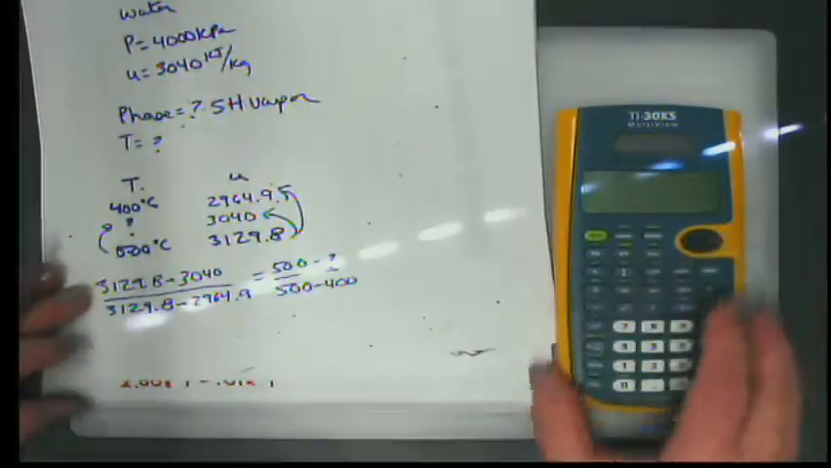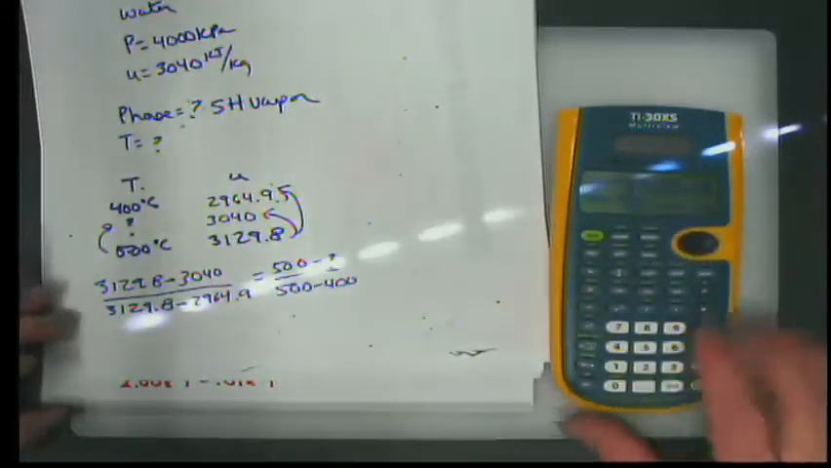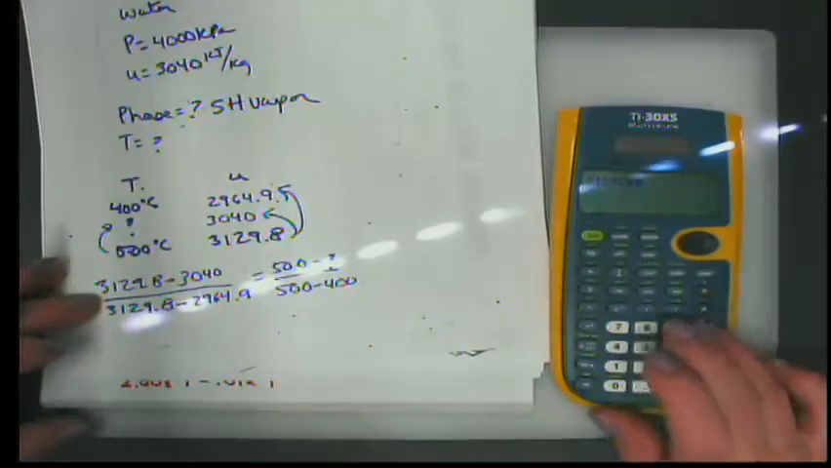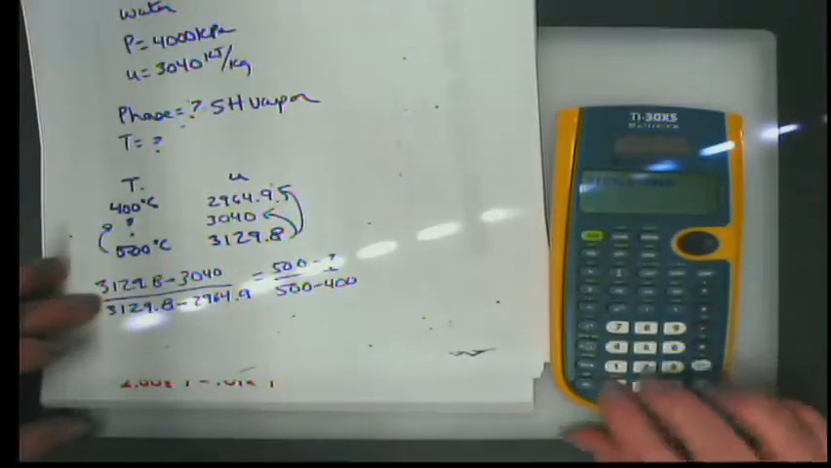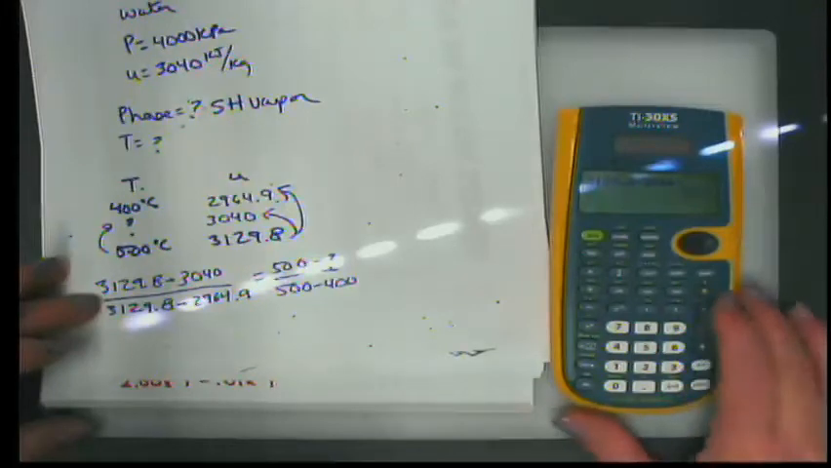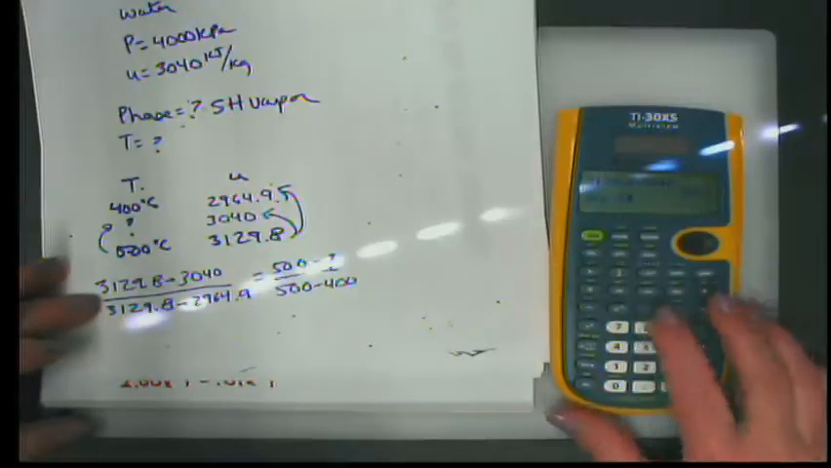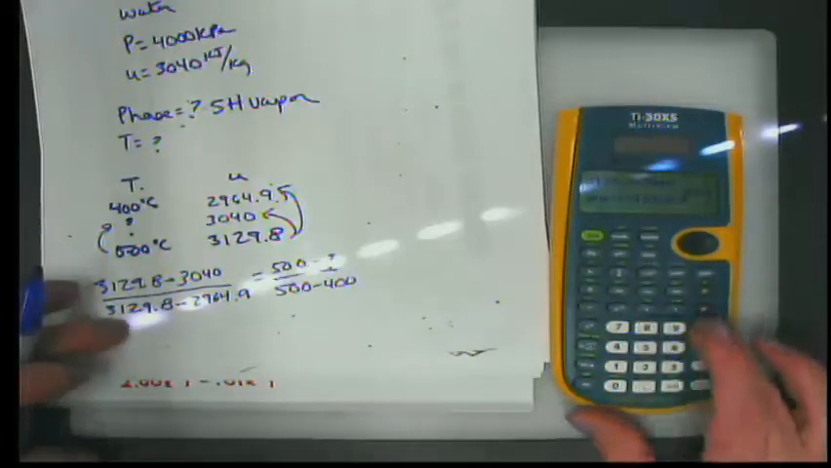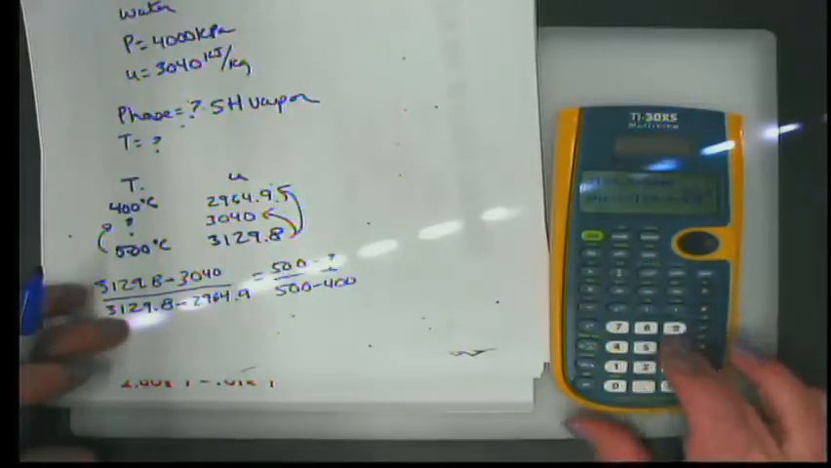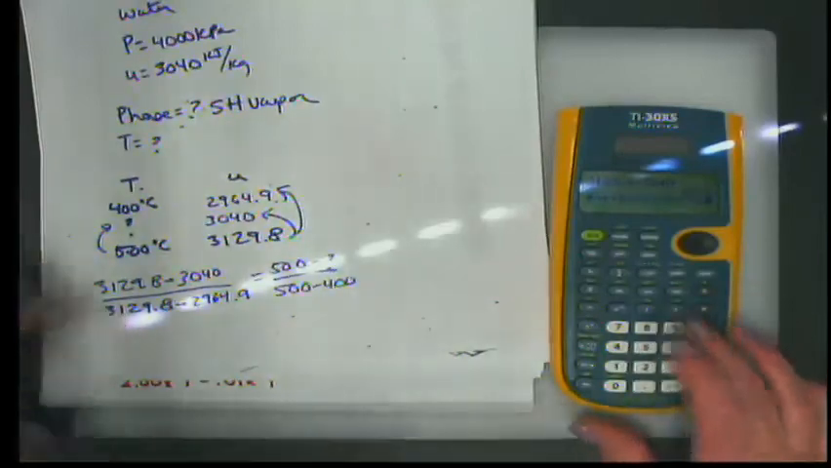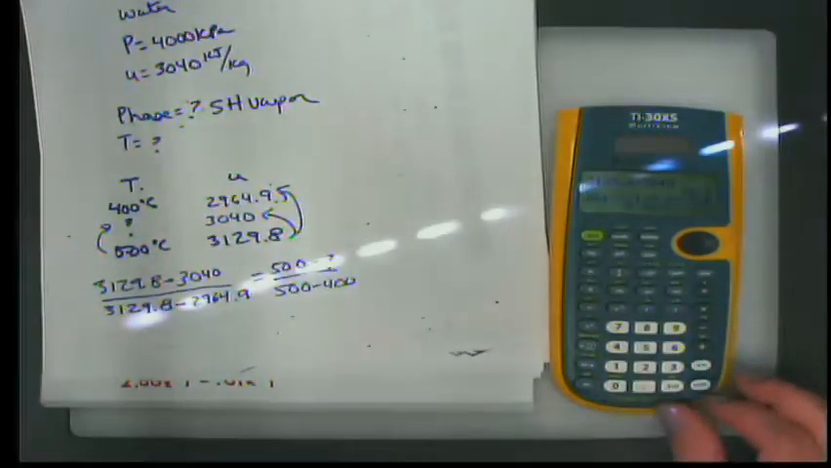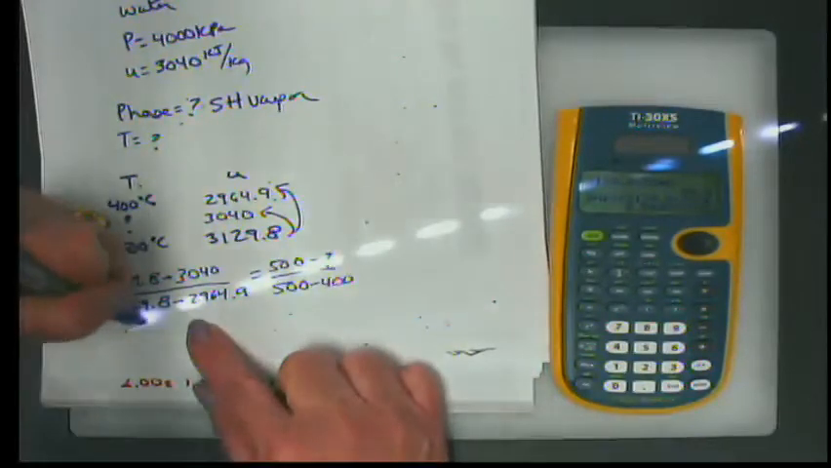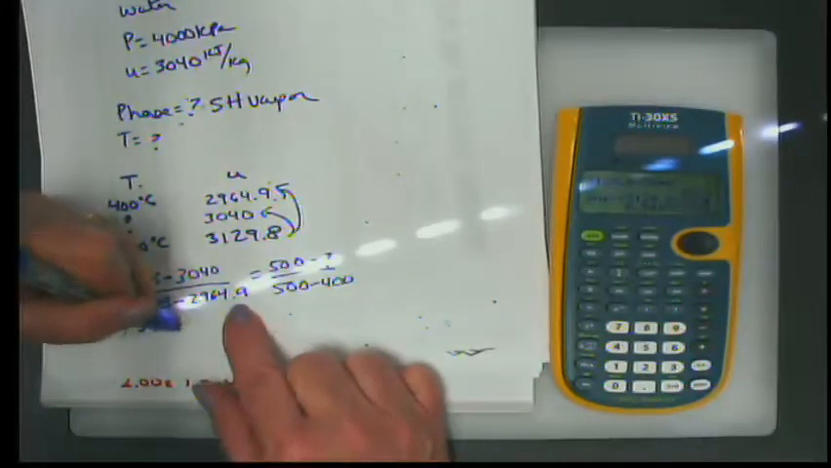Okay, so finishing that off, finding this ratio, 3129.8 minus 3040. Divide that number by the quantity 3129.8 minus 2964.9. So that ratio is 0.544. We're almost halfway in between. 0.54457.